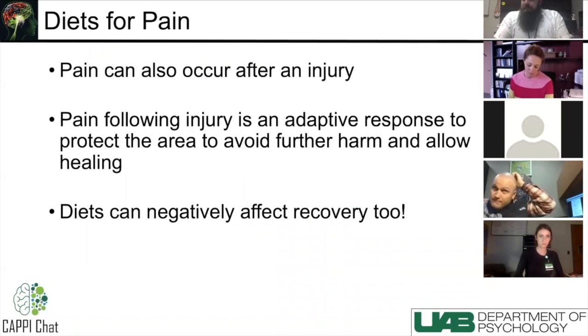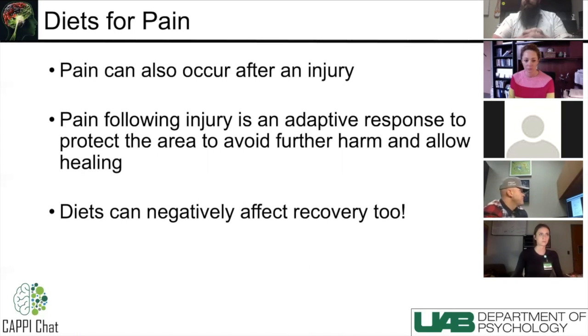Now, pain doesn't just have to be chronic pain. After an injury, we also have pain. Now, that injury could be something sustained accidentally, it could be surgery. Any of these things can cause pain. Now, pain itself after an injury is adaptive. It's the way that your body can help you protect that area while an area is healing.